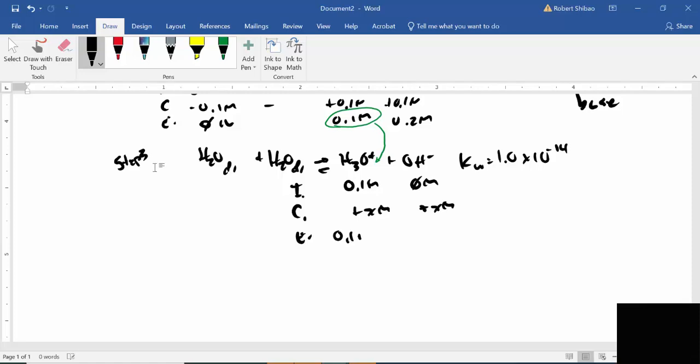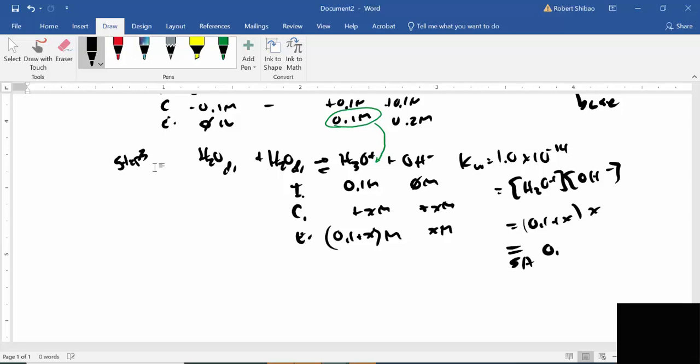So this is 0.1 plus x. It can't be as big as 10 to the minus 7 because we already have lots of hydronium in there to begin with. And so this is just equal to hydronium times the hydroxide concentration, and then we'll solve for x. 0.1 plus x times x, and then we'll use the simplifying assumption. This is going to use 0.1, and then x is equal to 1.0 times 10 to the minus 13.